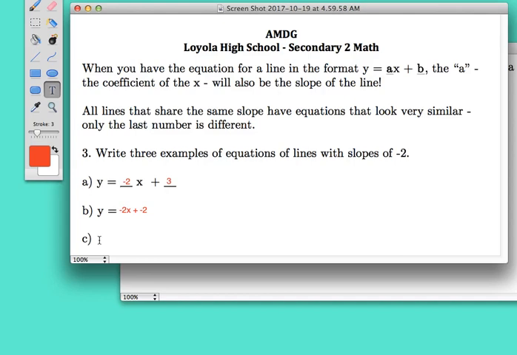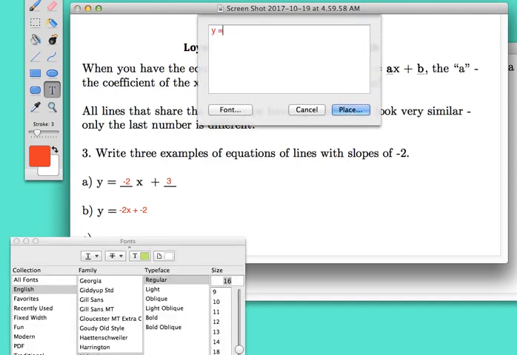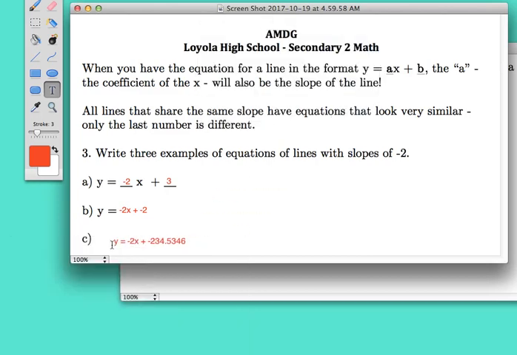Maybe I'll get fancy on this last one. I'm going to write y equals, and again, I've got to have -2 in front of the x. But then I can do whatever I want with that last number. So I'm going to make it minus 234.5346, because I think somehow fancy decimals will make me a show off. And that's the right answer. As long as I got that -2 in front of the x, then who cares what's over here? This is going to be a line that has a slope of -2.